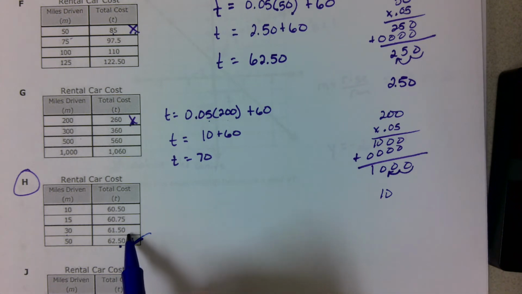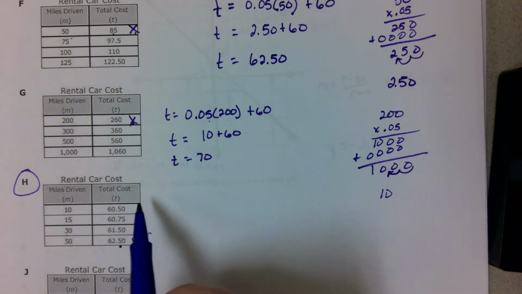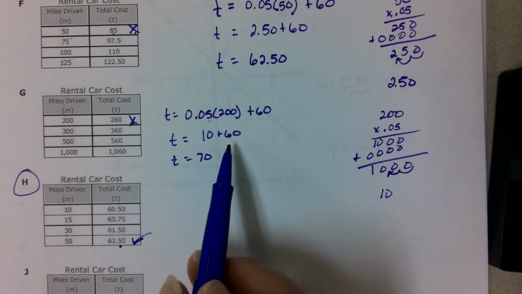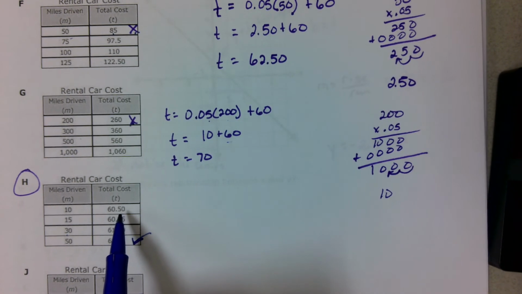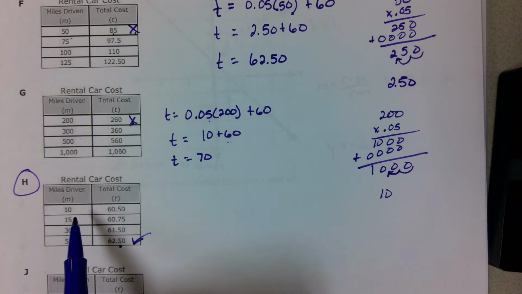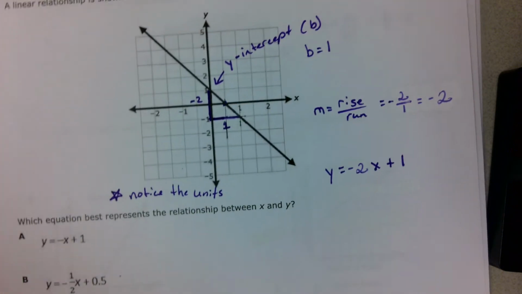And if I look at this, I can see that it's going up an appropriate number. And another way to look at this is $60 is my fee, and then I'm only getting charged 50 cents for 10 miles, which does work for that 5/100. So for number 11, you should have H.